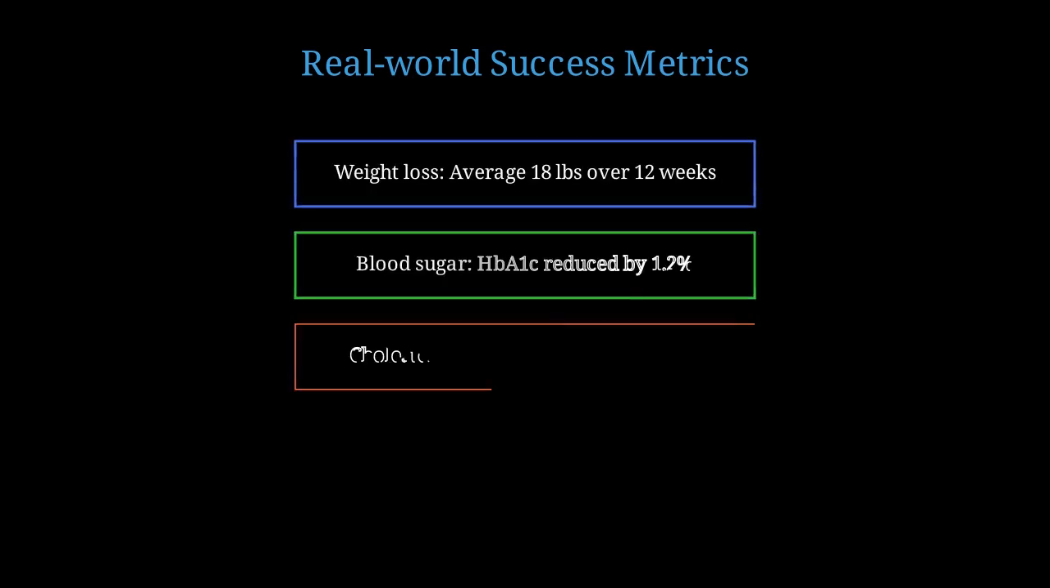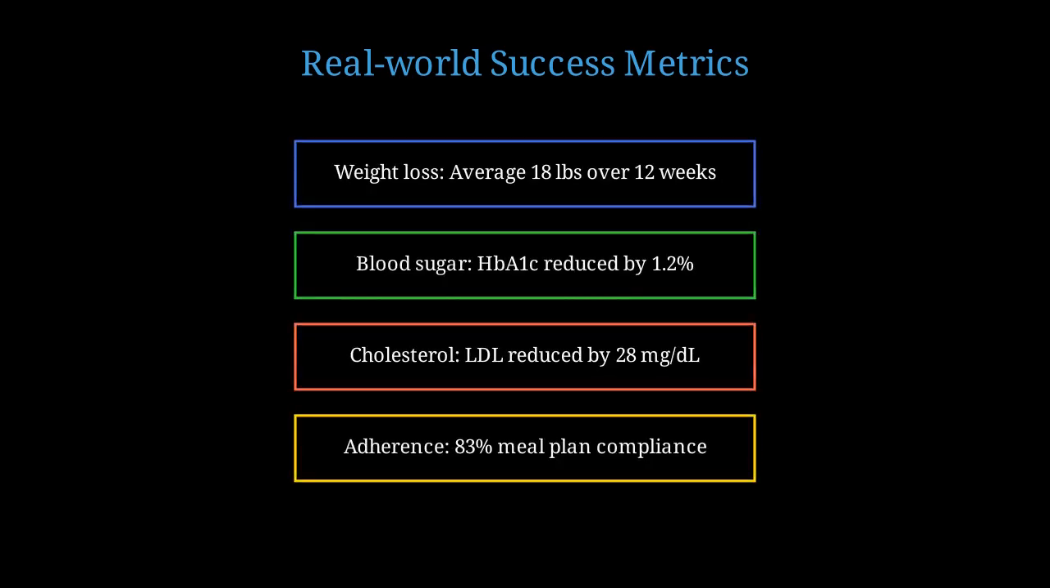Let's look at some real-world data on AI nutritional optimization outcomes. Studies show users lose an average of 18 pounds over 12 weeks. Diabetic users see HbA1c reductions of 1.2%, which is clinically significant. LDL cholesterol drops by an average of 28 milligrams per deciliter. Most importantly, adherence rates are 83%, much higher than traditional diet plans because the food actually tastes good.